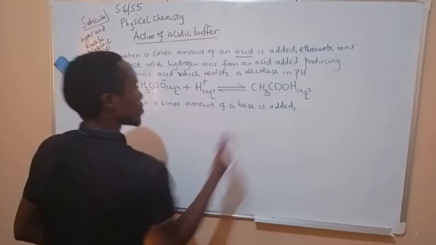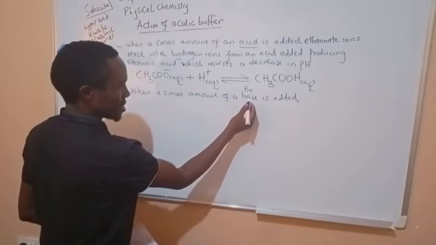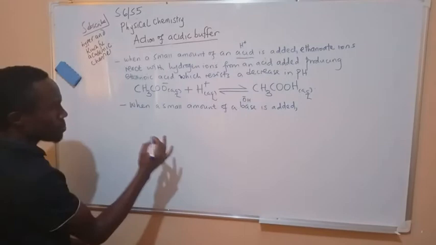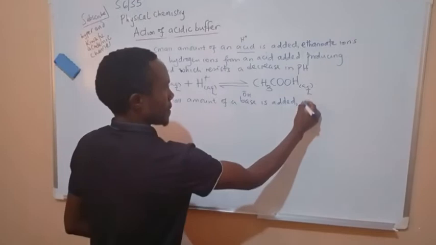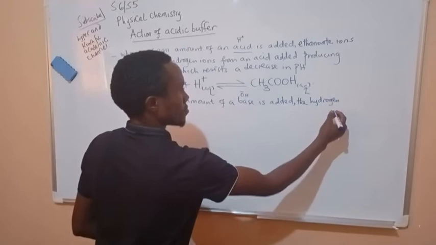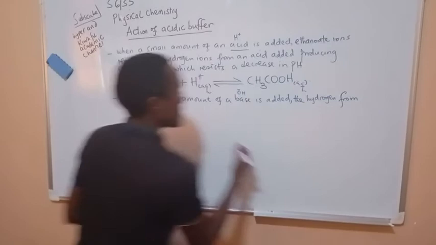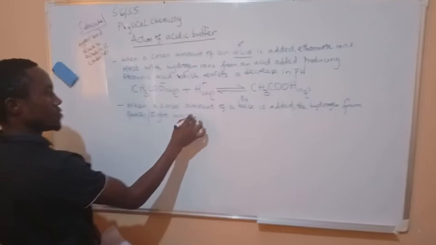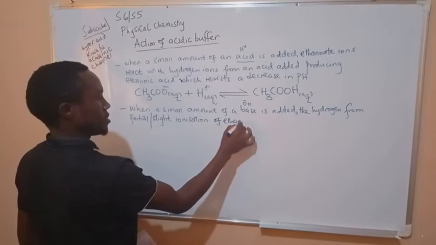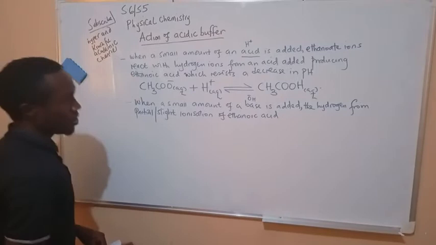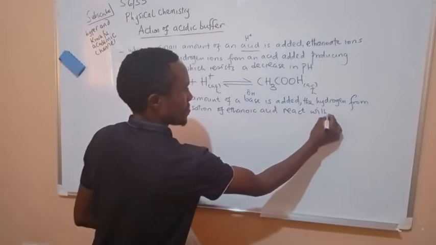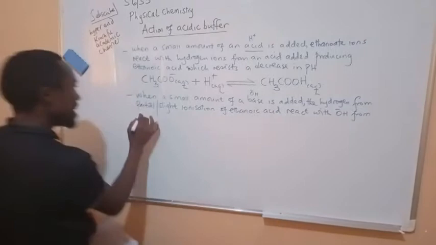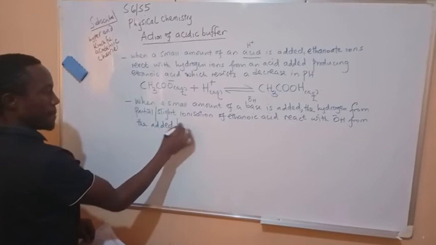comma, remember a base has got hydroxide ions. It can be an alkali. Here an acid has got hydrogen ions. So when a small amount of a base is added, the hydrogen ions, I beg your pardon, the hydrogen ions from partial or slight ionization of ethanoic acid react with the hydroxide ions from the added base to produce water.